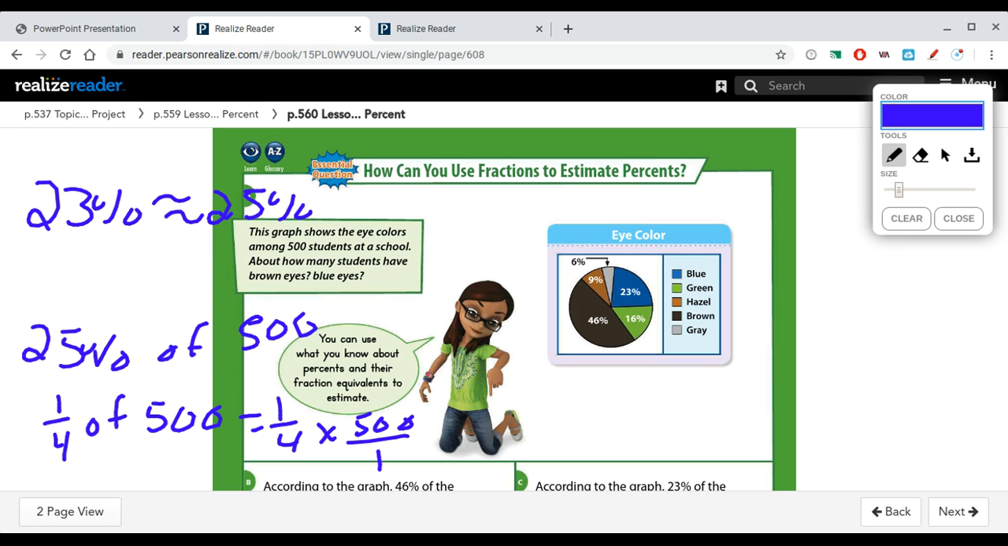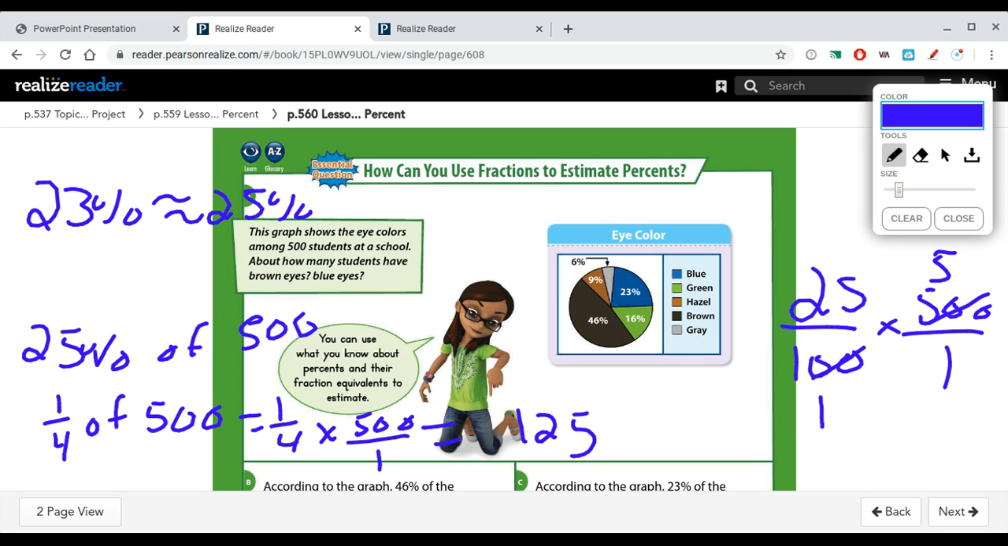Here's the thing, if I don't like the 1/4, you could do it as 25 out of 100. So if I look at it as 25 out of 100, let's see what that would look like. If I did 25 out of 100 times 500 over 1, this becomes 5, this becomes 1, and so I end up with 125. If I went back to the 500 divided by 1/4, this one I would have to do a little bit of digging with, but it would end up being 125.